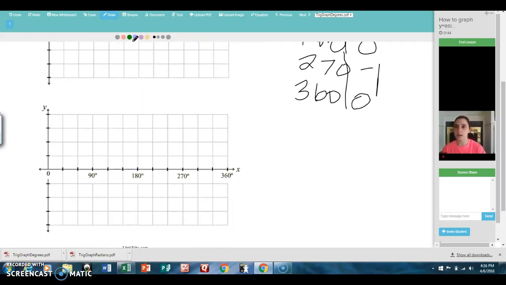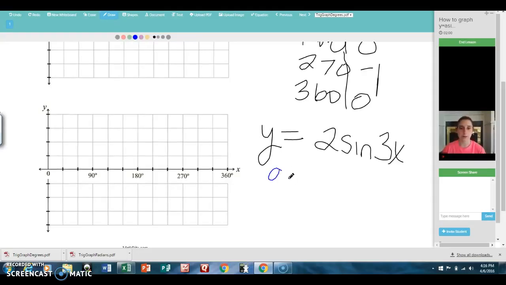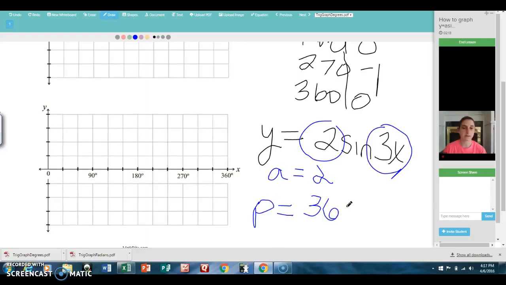And let's choose a new equation. This time we'll do y equals 2 sine 3x. The first thing you want to do is identify the amplitude and period. The amplitude in this problem is 2. That's the number here. And the period is found using this number 3. The period is not 3. The period is 360 degrees over b. So because b in this problem is 3, the period is 120 degrees.